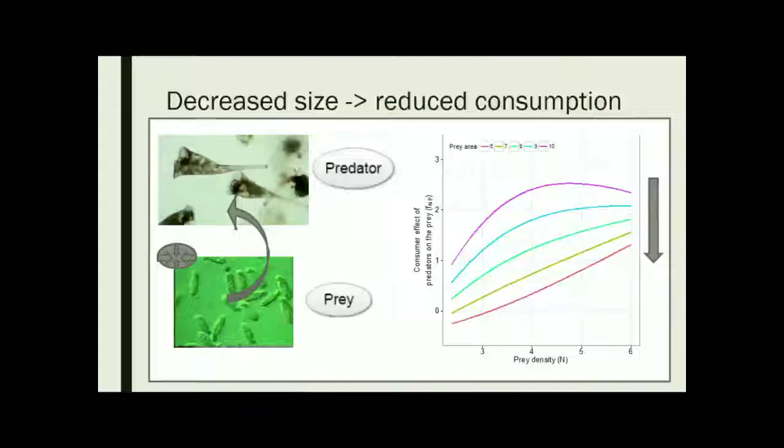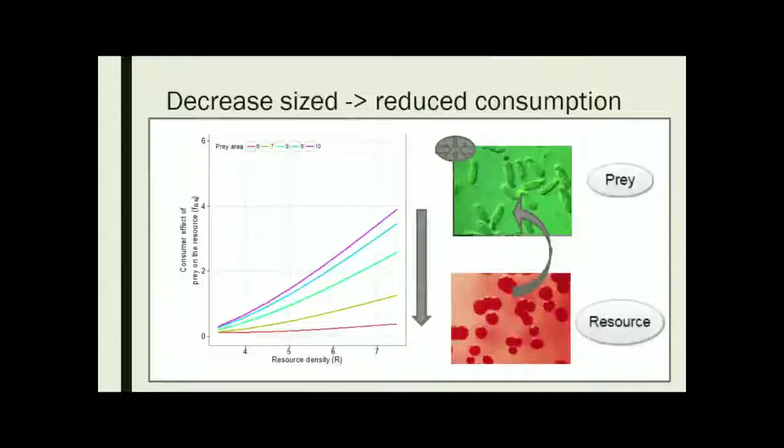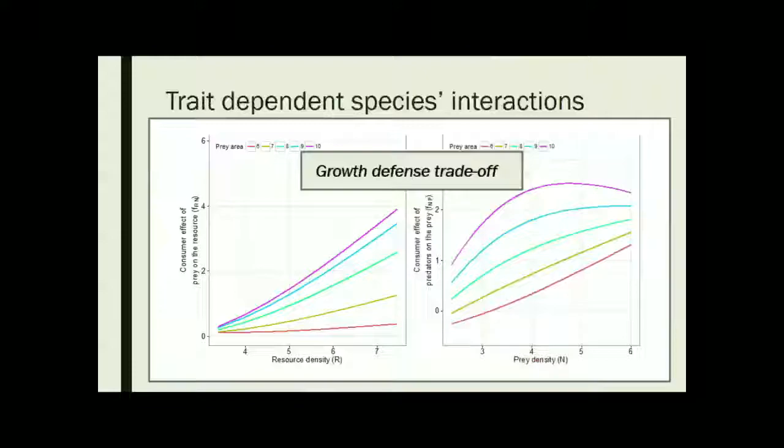consumption rate. At the same time, when the prey is reducing its body size, it is also decreasing the rate with which it is consuming resources itself. So it's feeding more slowly when it's of smaller sizes. Again, we can see this on the plot as the colors go from blues to reds, the feeding rate is decreased. So this is a decrease in both the rate with which it's consuming resources and the rate with which it is being predated.